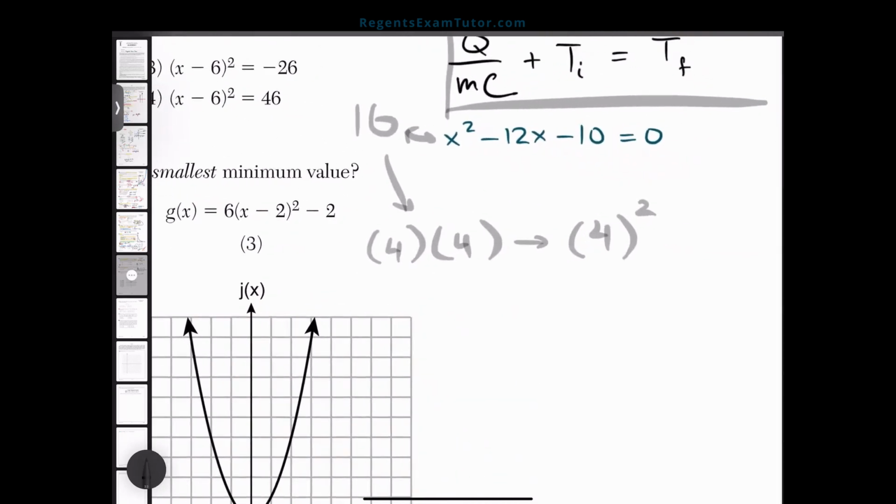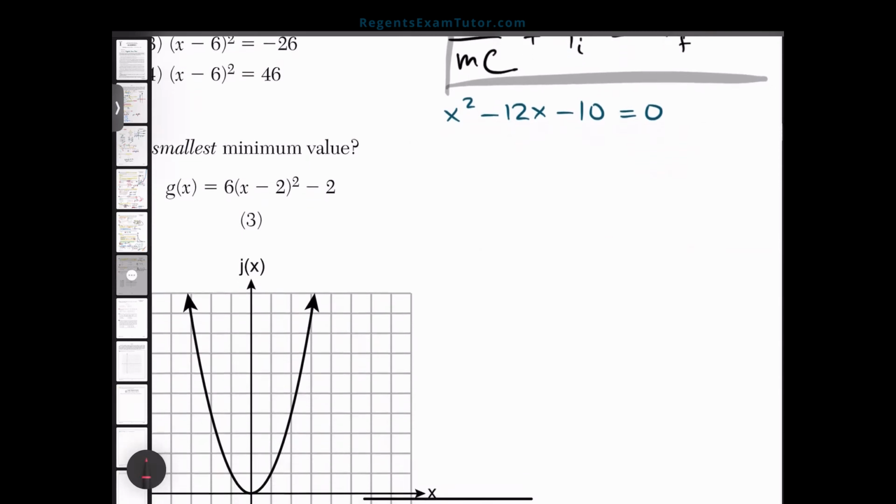So in order to do that, sometimes we have to manufacture the perfect square aspect of the trinomial at the top, and we do that using a specific procedure. That procedure goes as follows. You take the b term, remember ax squared plus bx plus c is the standard form equation for any quadratic. So the a corresponds to the 1 in front of the x squared, the b corresponds to the negative 12 in front of the x, and the c corresponds to the negative 10.